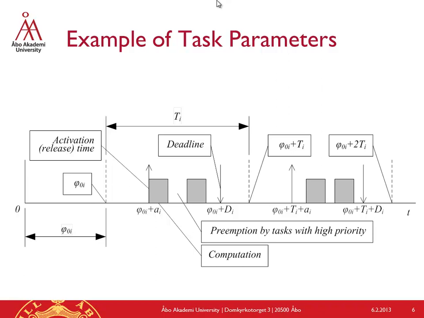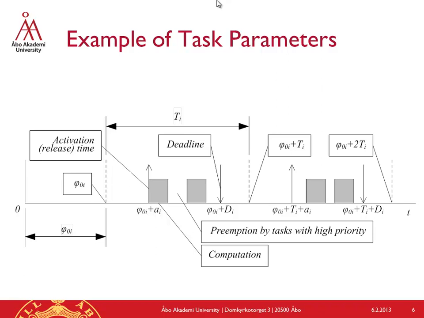So we have a task. What is this arrow? Yes, it's a release. It's the time when this task should be started, so it becomes ready for execution. Is it obligatory that this task will be executed immediately? No, because of preemption, of course, because we may have tasks with higher priority, and they will be executed first. The task execution might be stopped or postponed for a while, with other tasks with higher priority being executed.